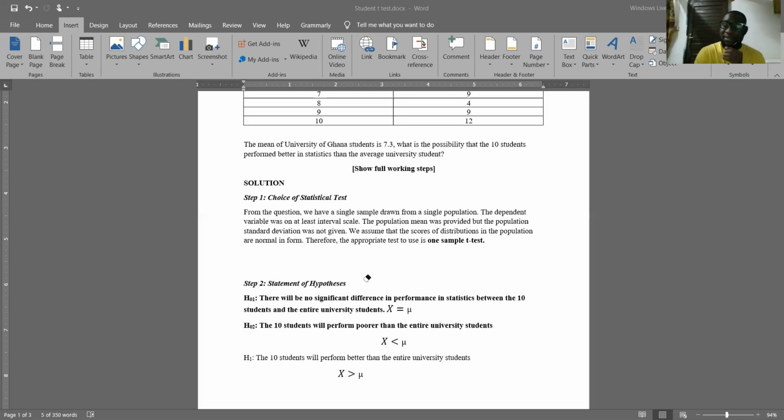Sorry. So let me repeat everything. When it is non-directional, you have to state one hypothesis for your alternative and one hypothesis for your null. But when it is directional, it means you have to state one hypothesis for the alternative and two hypotheses for the null. That is basically what you're supposed to do. Always know that. Okay.